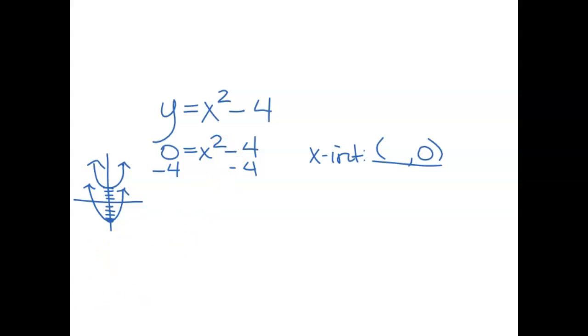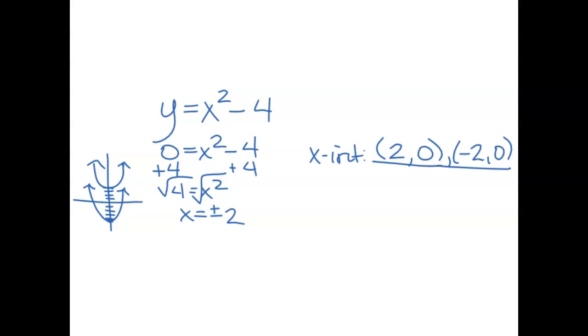So instead of subtracting 4 on both sides, I would add 4. I would have 4 equals x squared. And square rooting both sides means x is equal to what? Plus or minus 2. So I would take one of my points and put a 2, and the other one I would put a negative 2. How many x-intercepts are there? 2.